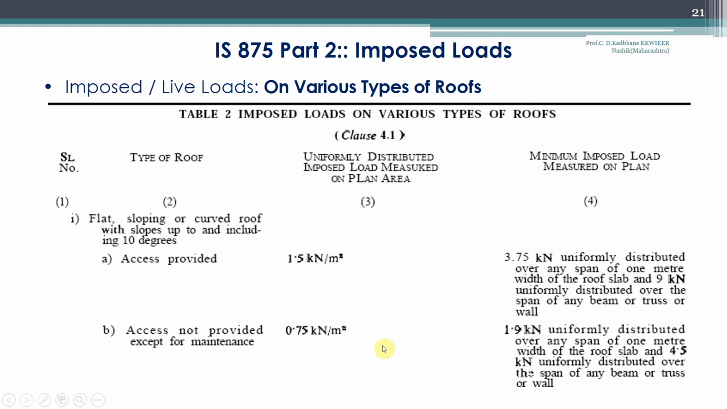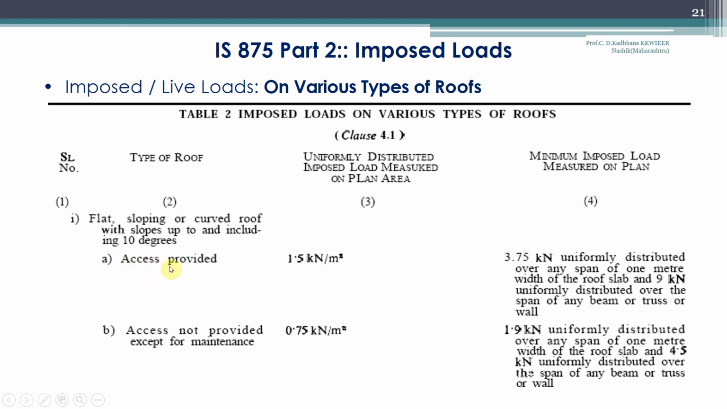Now whenever we want to calculate a live load on various types of roofs, we have to refer to Table 2 of IS 875 Part 2. Here in serial number 1, the first part is a flat, sloping or curved roof which slopes up to and including 10 degrees. So this is applicable for flat roofs and roofs with a slope less than 10 degrees.